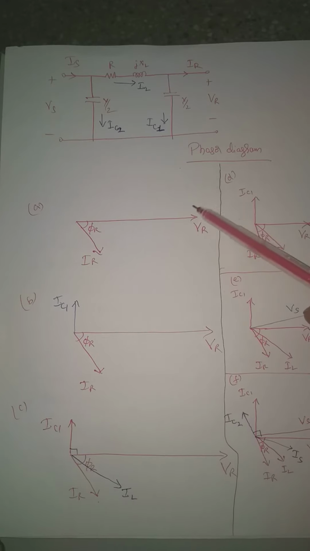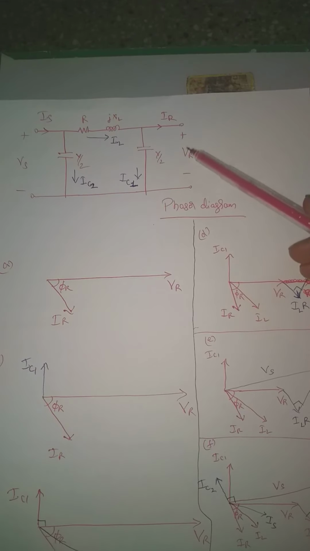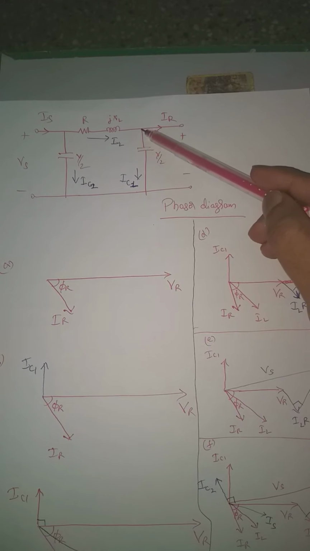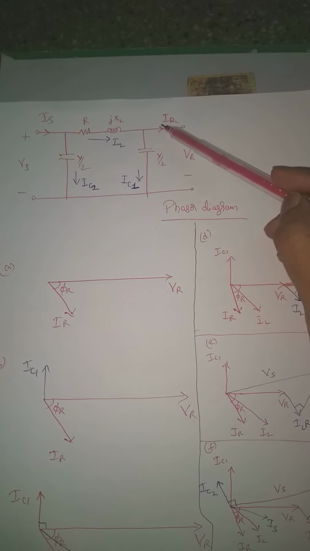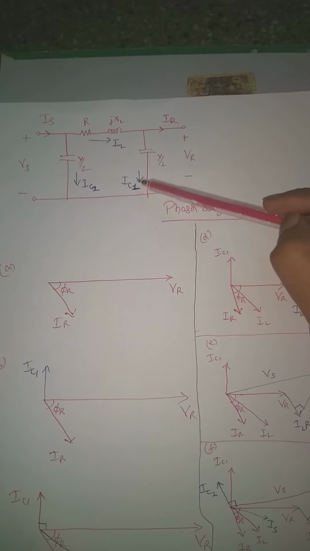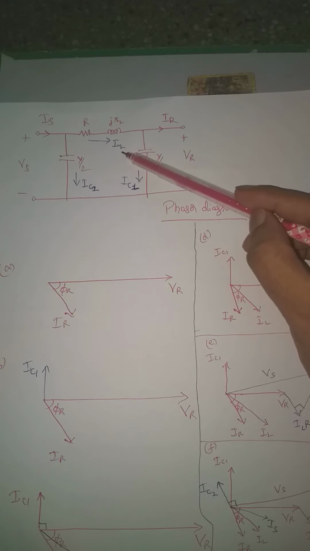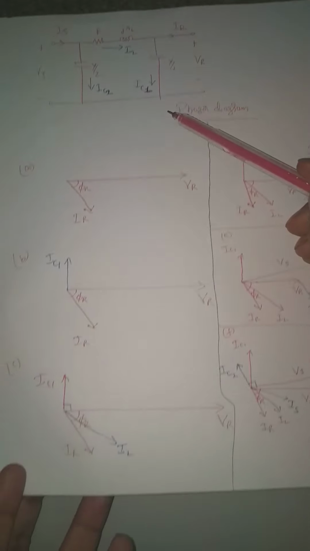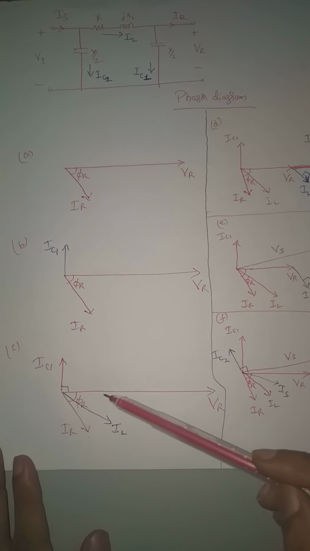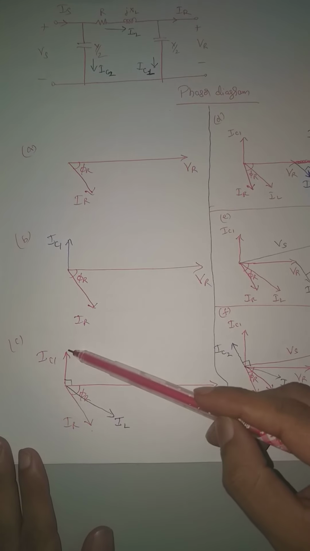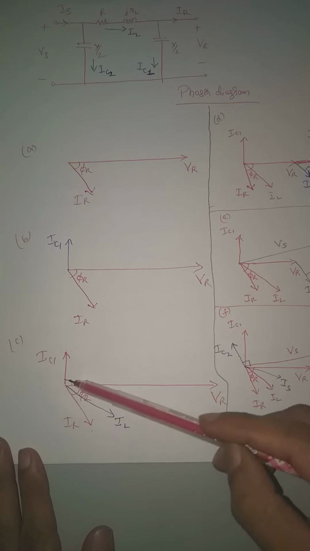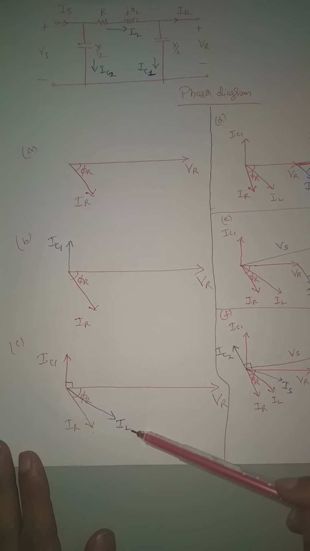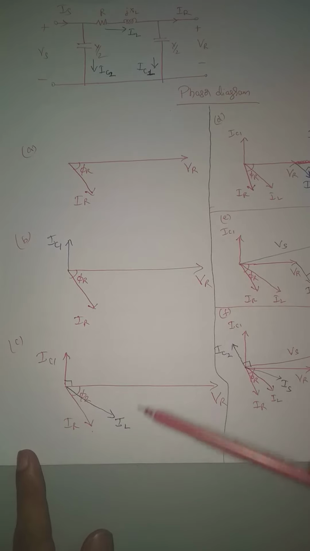Next, see, now we have finished with VR, IR and IC1. If you apply KCL at this particular point, the sum of IR and IC1 should give me this current IL. So I just have to add IC1 and IR. That's what I am doing in step number 3. I am adding this IC1 with IR and I am getting the resultant IL. So this is the resultant IL. This is what happens in step number 3.